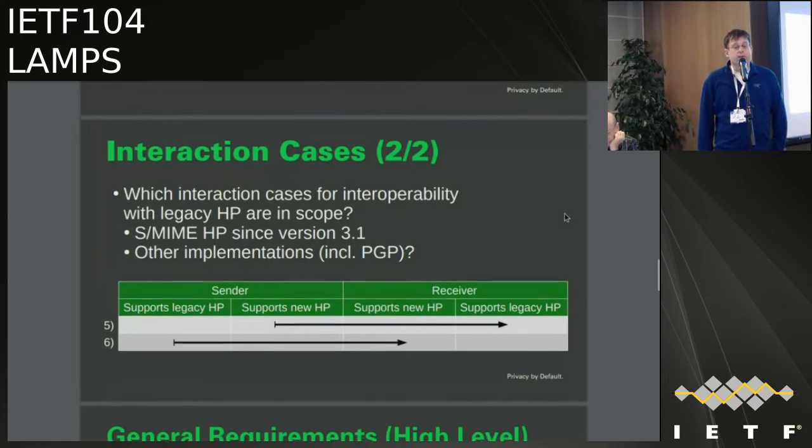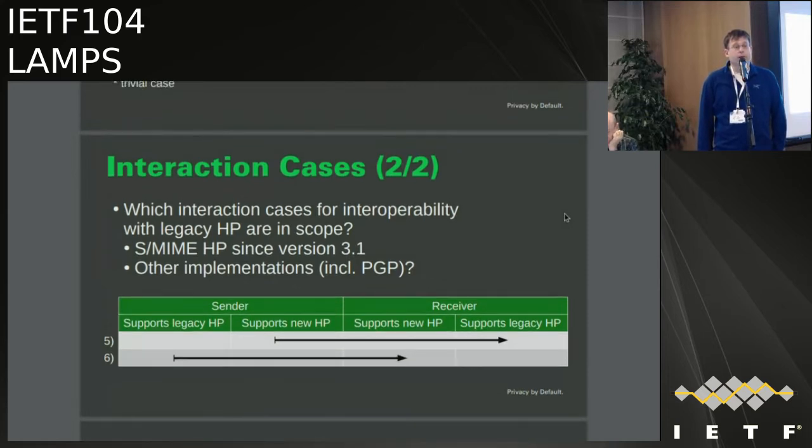This is probably causing more discussion, like how well do we deal with the legacy stuff? I heard different statements, like we should leave the legacy completely out. Probably we can't do that. We probably have to deal with what's already in the standard since S/MIME 3.1. And we also probably need to think, when we extend this to the PGP world, about other implementations. But again, I would like to have some feedback from the floor, if there is any.